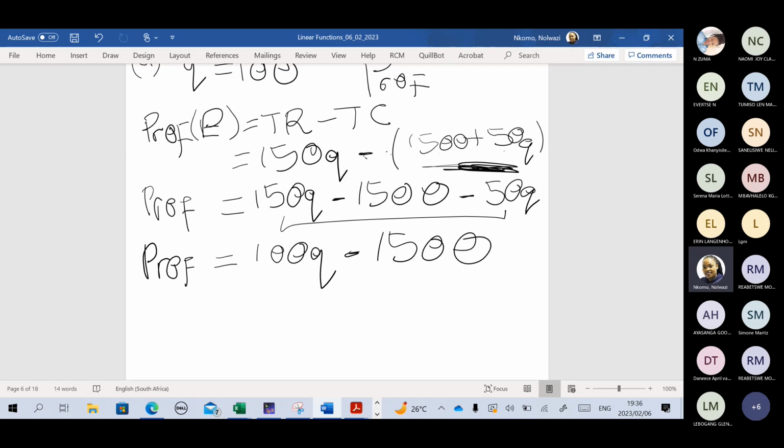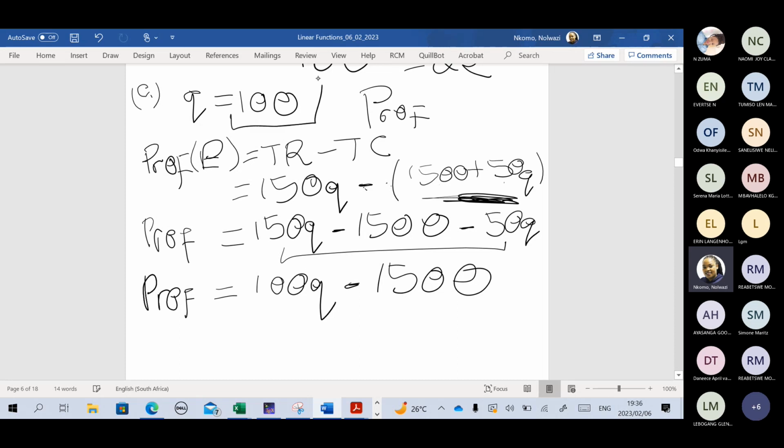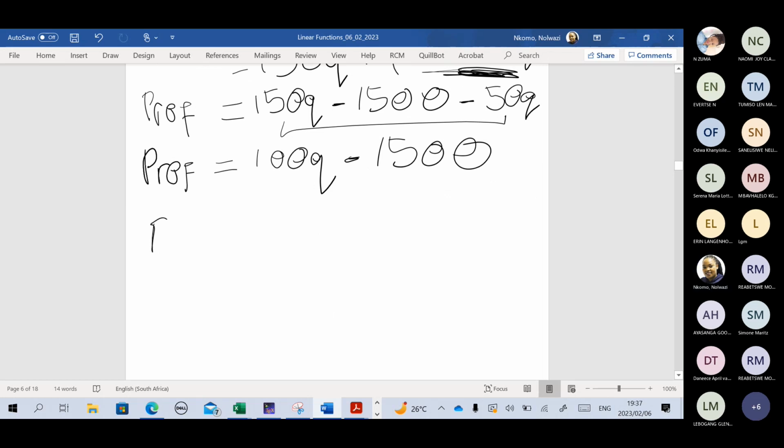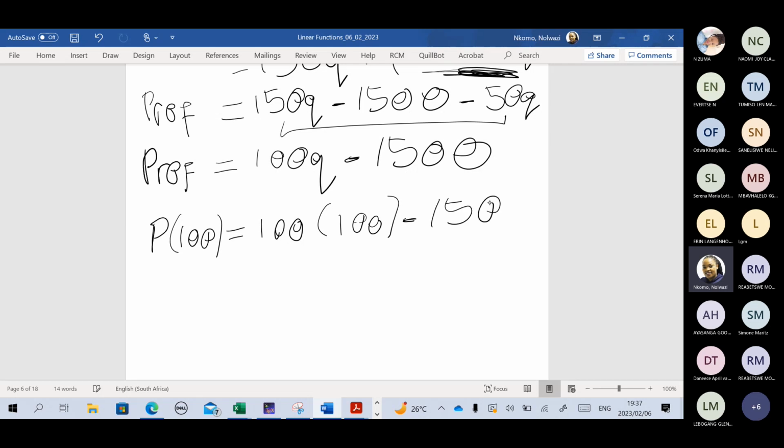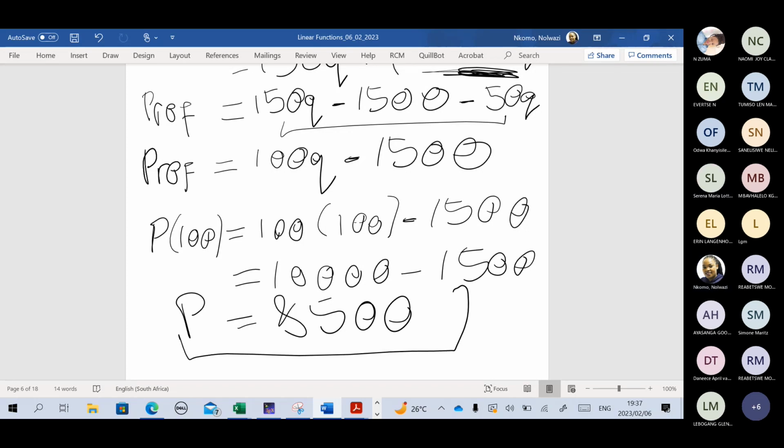Remember, we were not asked to find just the profit function. We were asked to find the profit after selling 100 pairs of shoes, right? So the next step is to substitute 100 where there is Q. If we do that, we can say P of 100 is equal to 100 times 100, then minus 1,500, right? And this is 8,500. 8,500. Did we all get this profit? Anyone with a different answer?